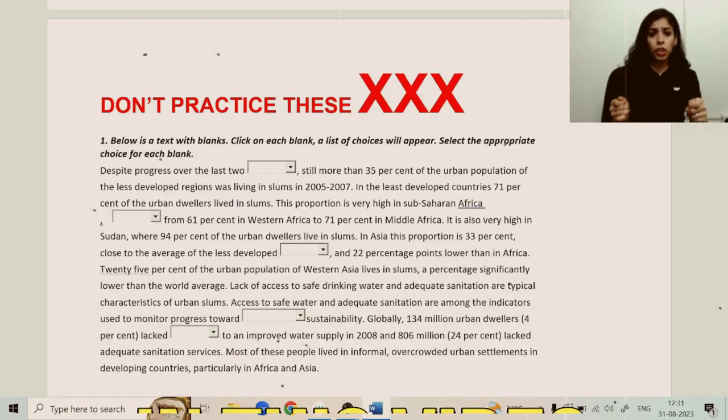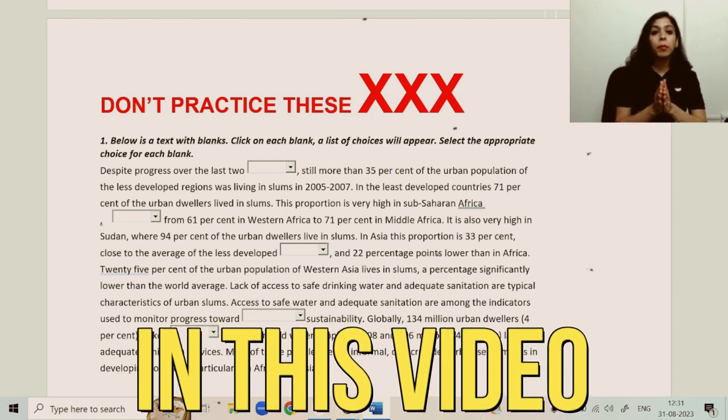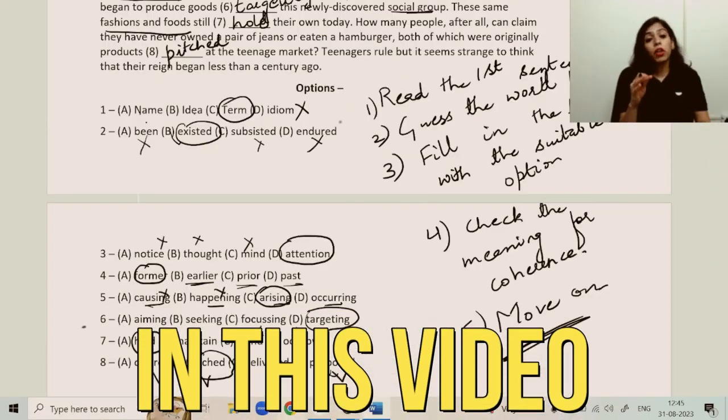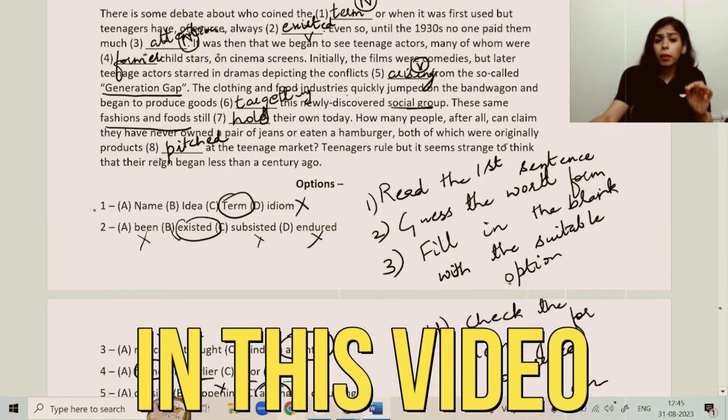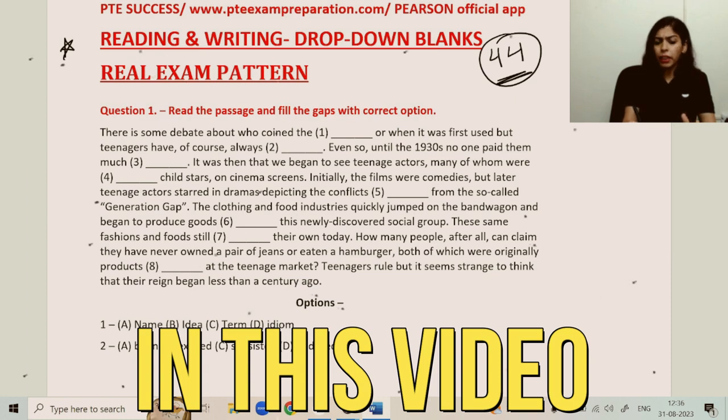There are so many questions out there for which you do not get the authentic study material. So whenever you get drop down blanks, if you are practicing from any random website, every single blank is going to have a particular word form, be it a noun, verb, adjective, adverb. Point the idea, point the term, idiom. Idiom can definitely be not the answer.